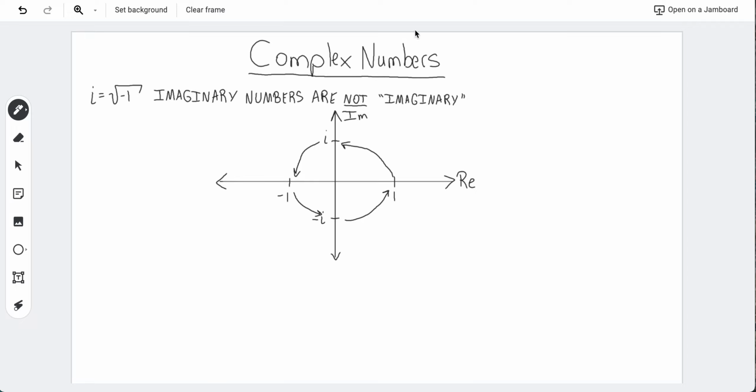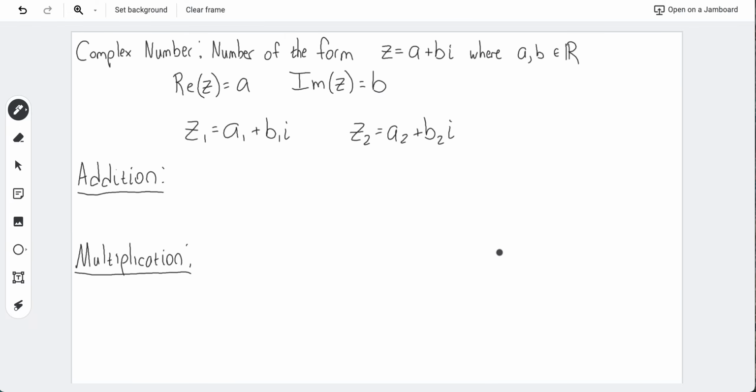Good. So complex numbers more generally are any number of the form z = a + bi. a and b are real, and i is imaginary. If we talk about the real part of the complex number, that's what Re(z) = a means. This is saying the real part of z is a. Similarly, the imaginary part of z is b.